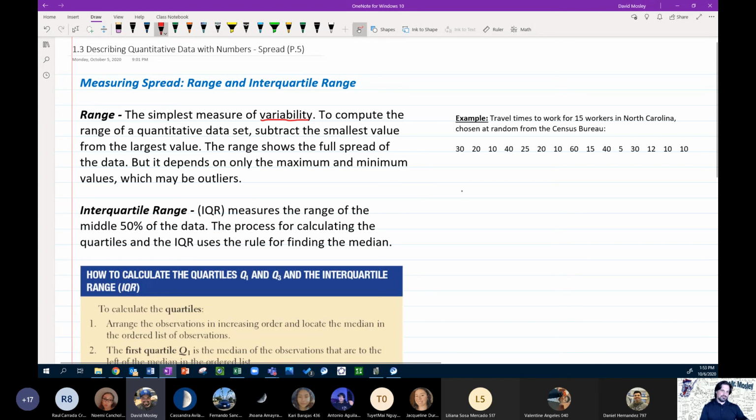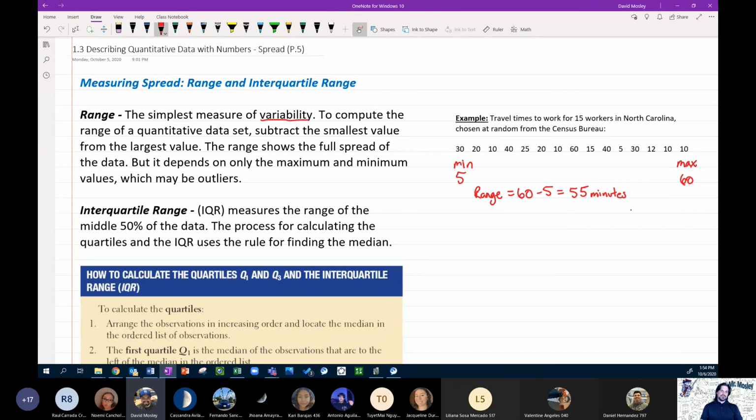We know from ordering our data previously, the smallest value, our minimum, is 5 minutes, and our maximum was 60. So the range will be 60 minus 5, which is 55 minutes. We're including the units for context. So the range of our data is 55 minutes. This means that everyone in our sample, their commute time is within 55 minutes of each other. That's the biggest difference.